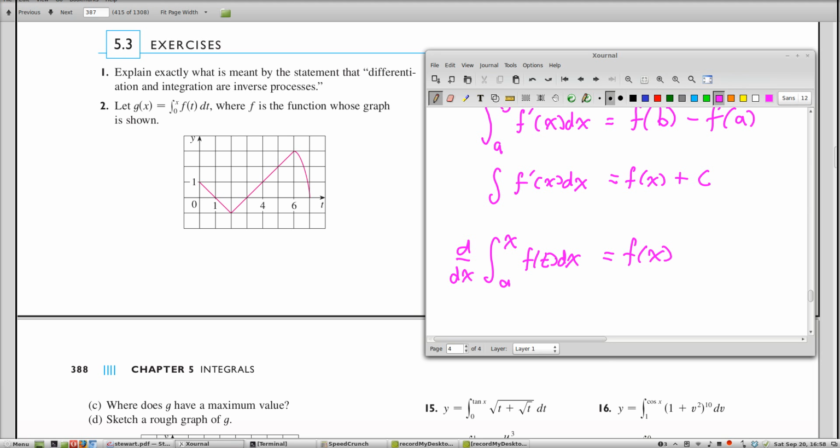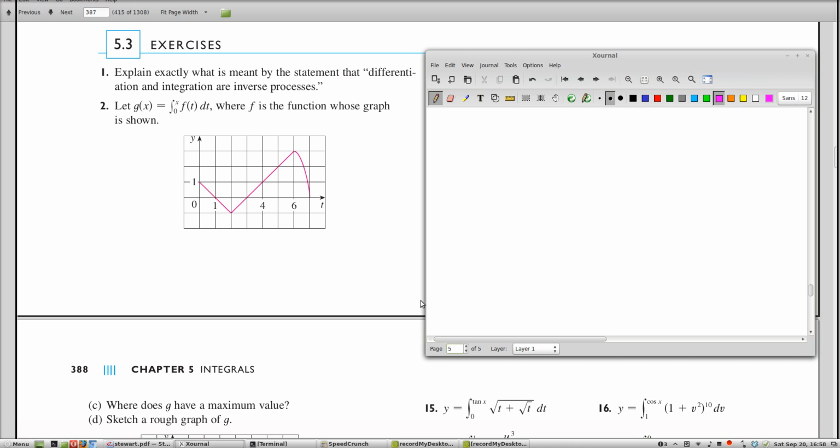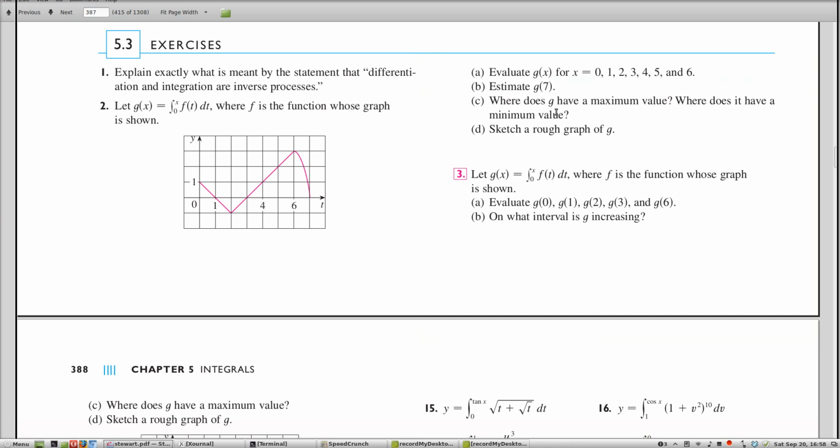I mean, there are some asterisks and some footnotes. It's not totally simple, but basically the integral and the derivative are inverse in the sense that they undo each other, and the precise statements are those things that I just wrote. Okay, so let's look at some other stuff.